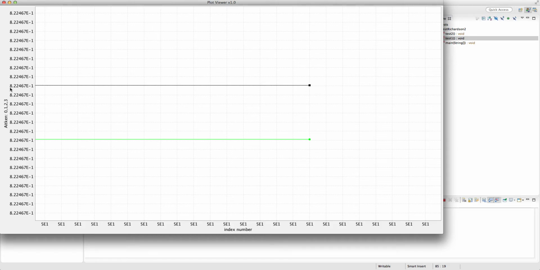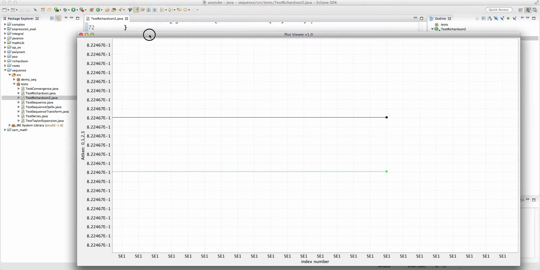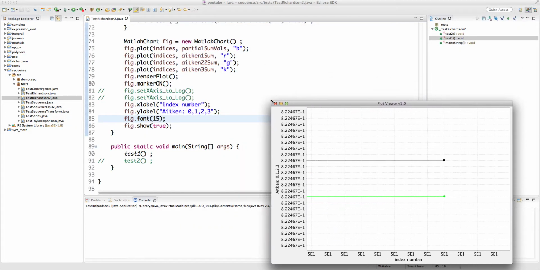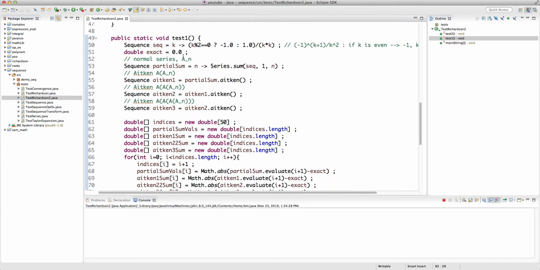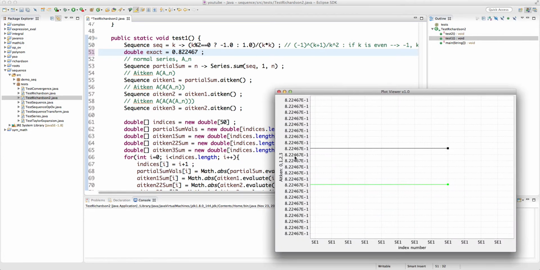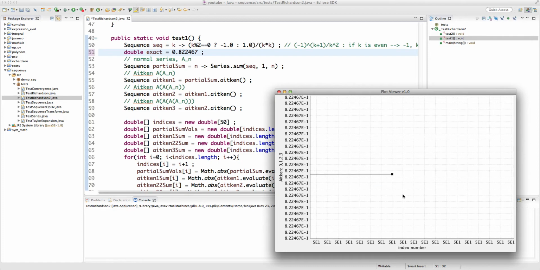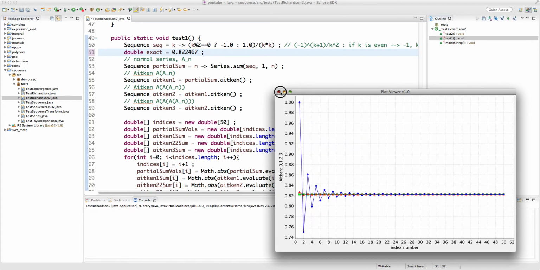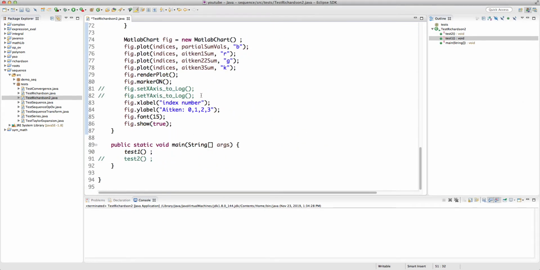So the limit is about 0.822467. So I can write it here, 0.822467, as the exact value. We can zoom in and okay? And now I can look at the error.